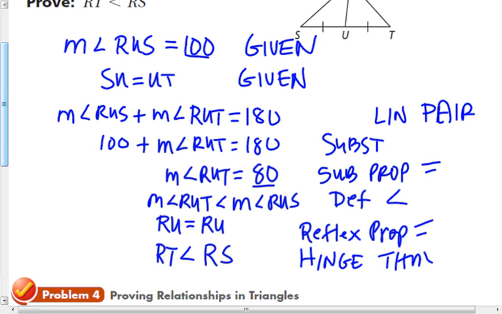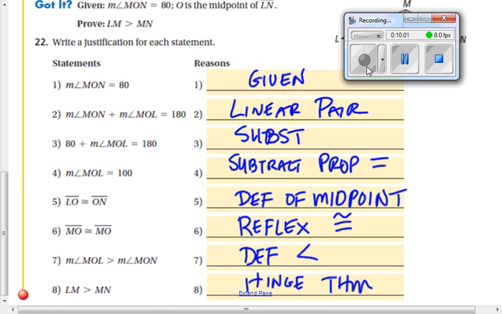All right, go ahead and fill in the reasons for this proof. All right, that's it for the lesson. Go ahead and do the lesson check, and we'll talk about it next time we meet in class.